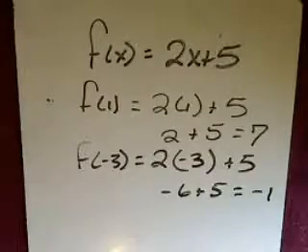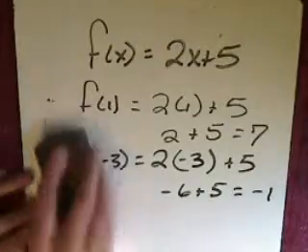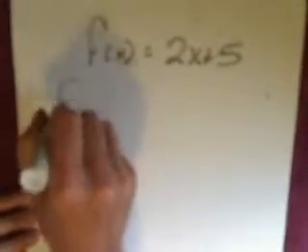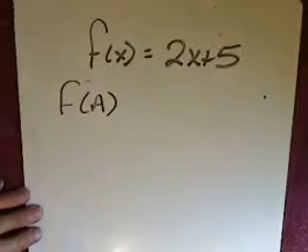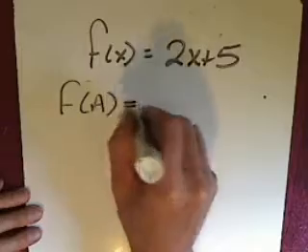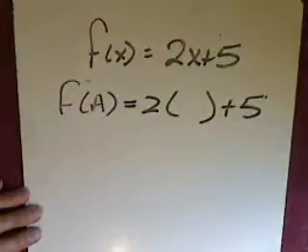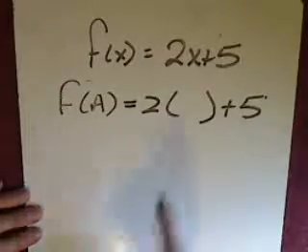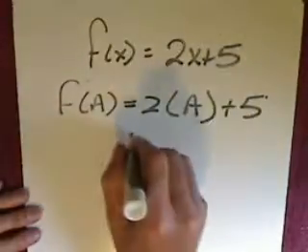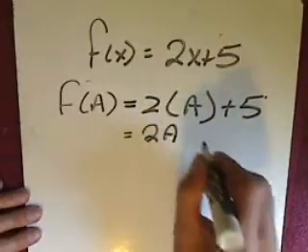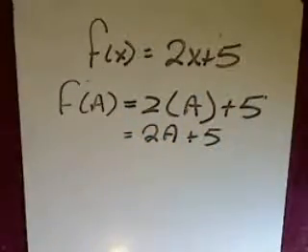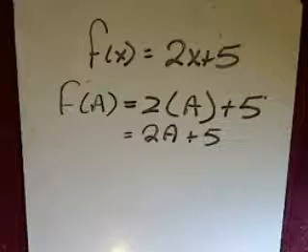Now, what do we do when we have letters? I want to know what f of big A is. Well, the function process is 2 times blah plus 5, and we put our input value in for blah, so really f of A is just 2a plus 5. If we could understand it with the numbers, we could understand it with the expressions.